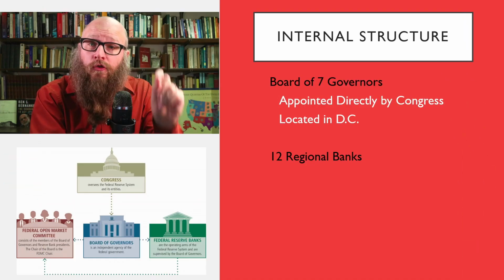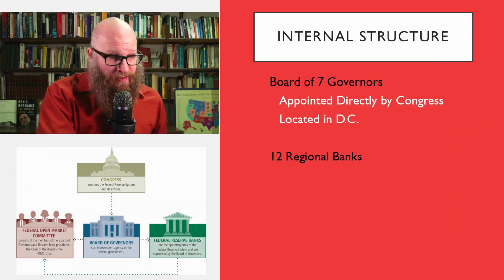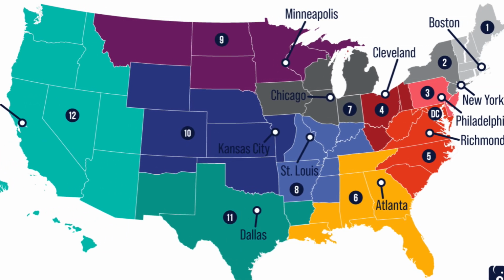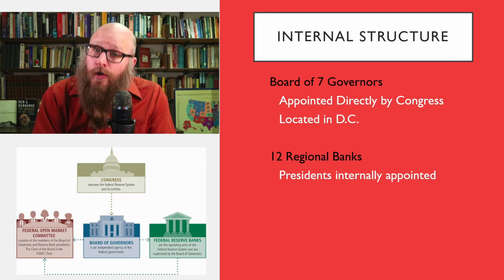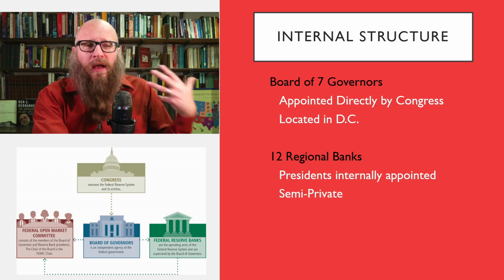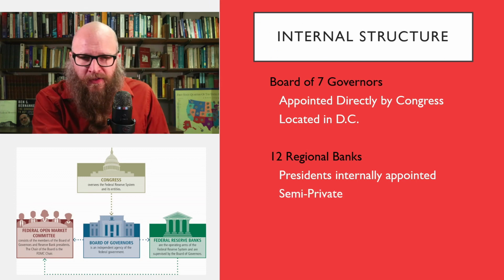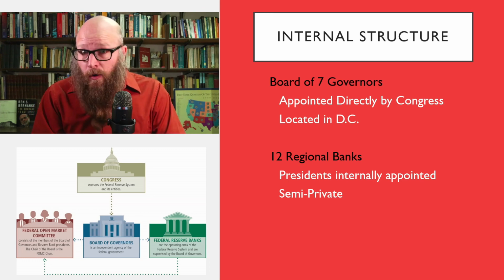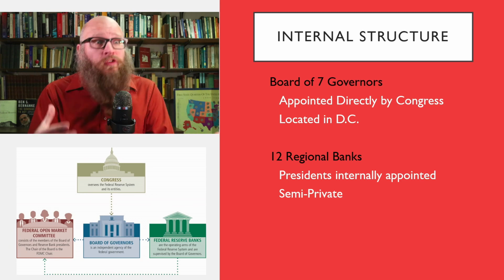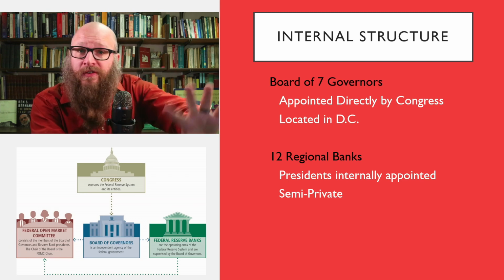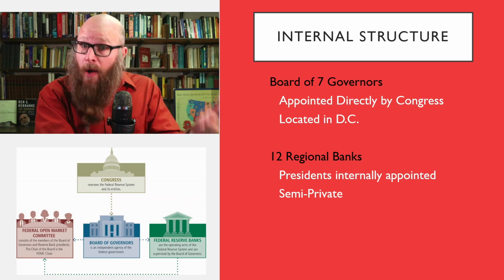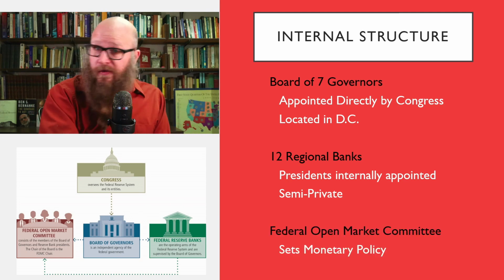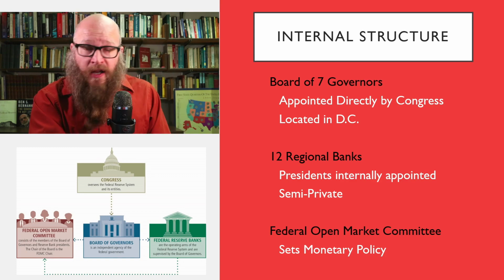But there are also 12 regional banks. That's the green below, the Federal Reserve banks. And they're spread out all over the country. Now, the interesting bit is that their presidents are internally appointed. So there's kind of this semi-private component to these banks. Their job is to do research in the local economies, to work with local businesses, provide banking services to the region's banks, help the system clear checks. Every 6 weeks, a component of them get together and form the Federal Open Market Committee. They're the ones who set monetary policy. That is, set the main interest rate in the economy.